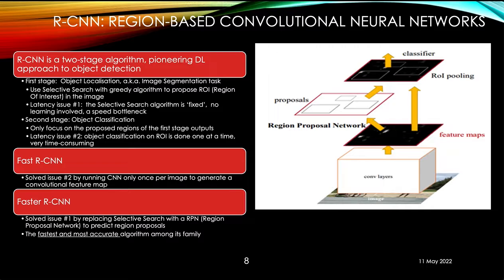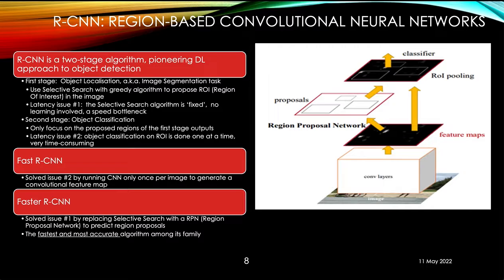R-CNN, region-based convolutional neural networks. R-CNN is the first model to pioneer the deep learning approach to address the object detection problem. In the first stage of object localization, it uses selective search with a greedy algorithm to propose regions of interest in the image. Then in the second stage of classification, it only focuses on the proposed regions from the first stage outputs.